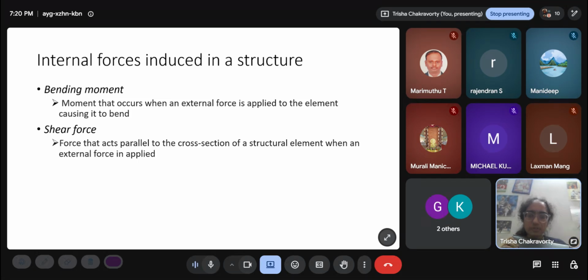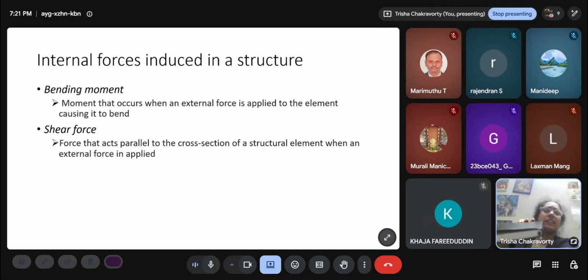And shear force is the twin of bending moment. Any force that is perpendicular to the longitudinal axis is a shear force. This is also a shear force, but this is not a shear force. Any force that is along the axis is not a shear force, it is an axial force, and forces perpendicular to that are shear forces. Shear force is a force that acts parallel to the cross section of a structural element when an external force is applied. See, this is the cross section. So if I'm applying a force like this or this, it is basically parallel to the cross section. So that is a shear force, and shear force induces bending moment in the structure as well. So both the sense or direction of shear force and bending moment is same.